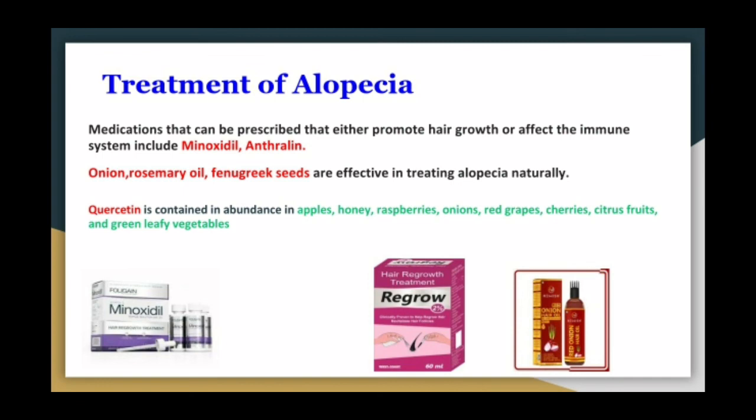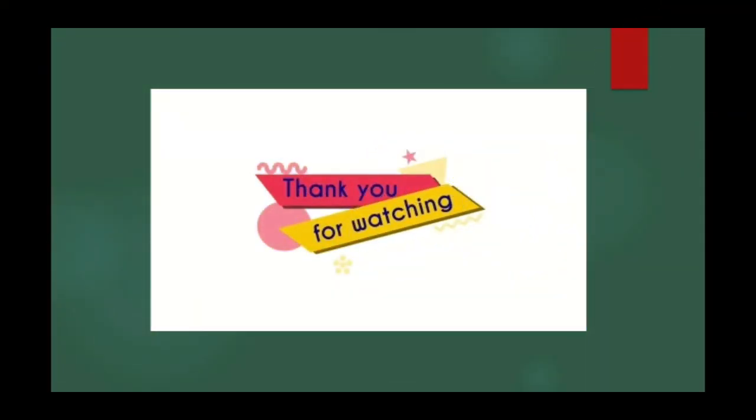Quercetin is found in different food items in our daily diet, which can be included to promote hair growth. They are found in apple, honey, raspberries, onion, red grapes, cherries, citrus fruits, and green leafy vegetables. So we should include these products in our daily diet to promote hair growth and treat alopecia naturally. So that's all about alopecia.